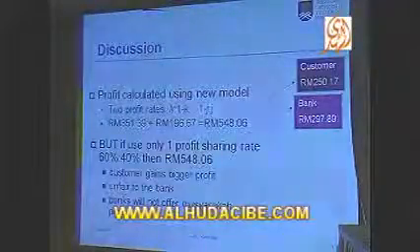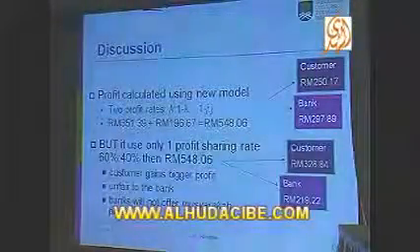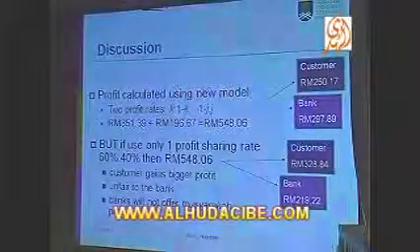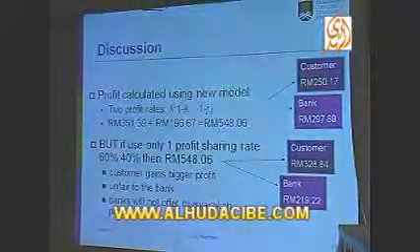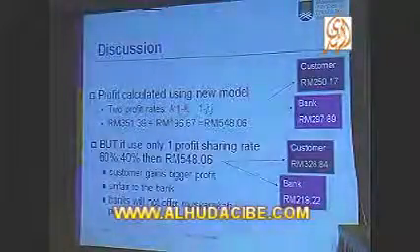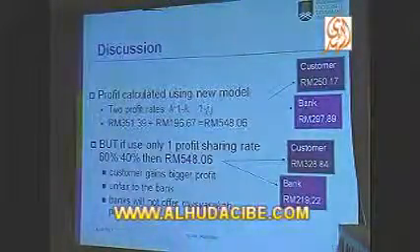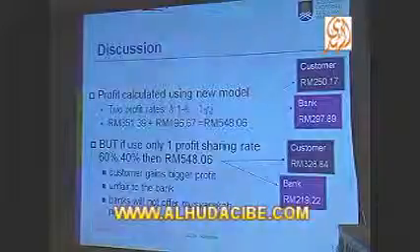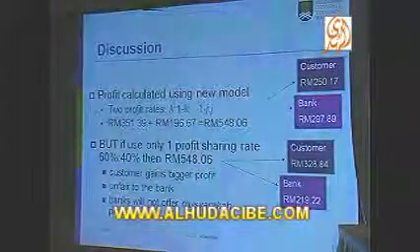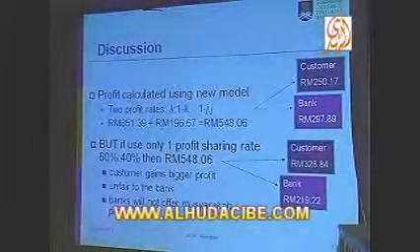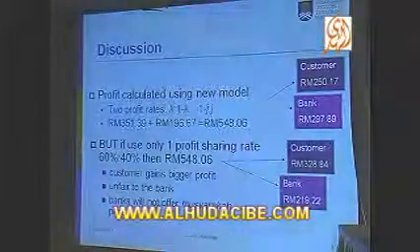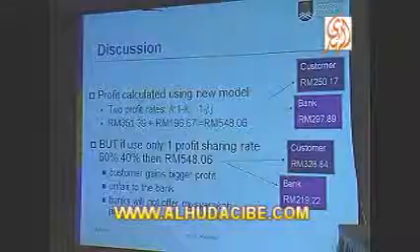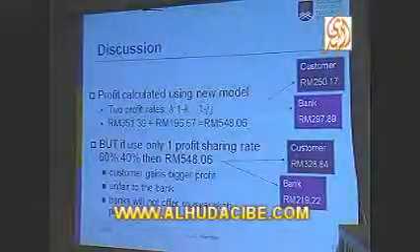But if there is only one profit sharing rate, then the customer will get $328.84, meaning it is divided 60% and 40%. And the bank will get $219.22, which is less compared to the new model. So here, if we use only one profit sharing rate, then the customer will gain bigger profit.